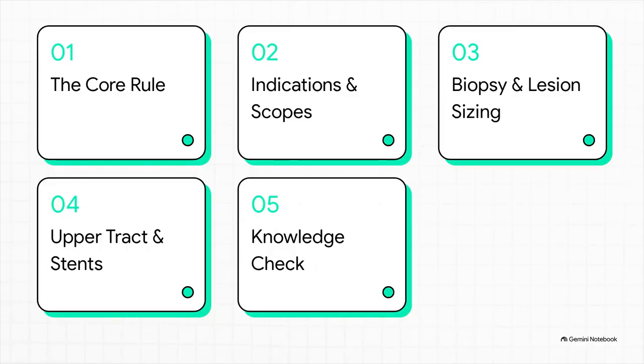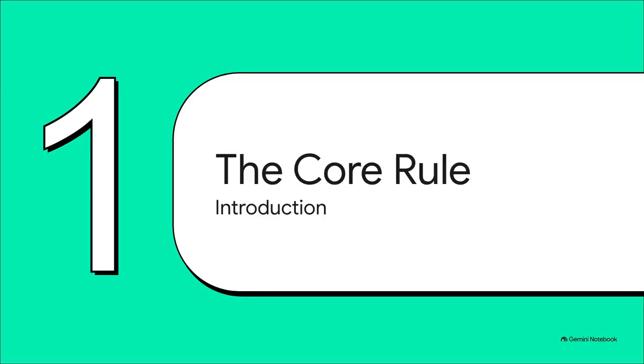Here's our quick roadmap for today. We'll start with the core rule, move into clinical indications and scopes, then tackle biopsy and lesion sizing, followed by upper tract biopsies and stents, and wrap up with a quick knowledge check. Let's kick things off with Section 1, Introduction and the Core Rule.